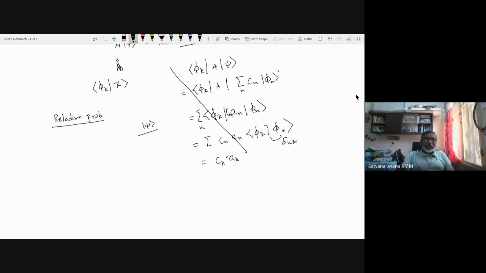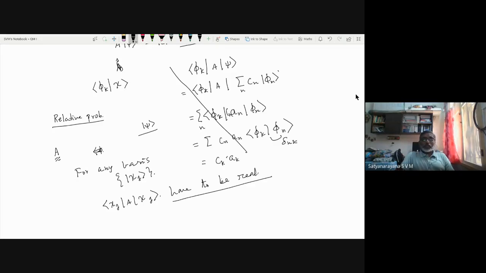Essentially, it means that if you have an operator A and you try to write that as a matrix, the diagonal elements of the matrix, for any basis, let us say that basis is some chi j, so chi j A chi j, these have to be real.